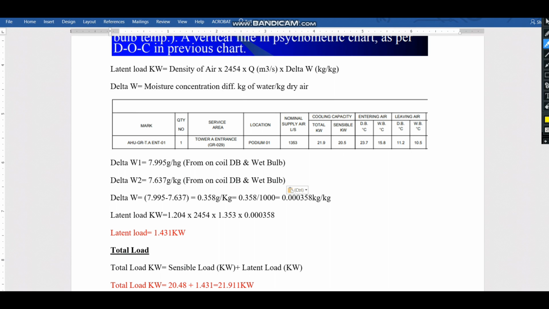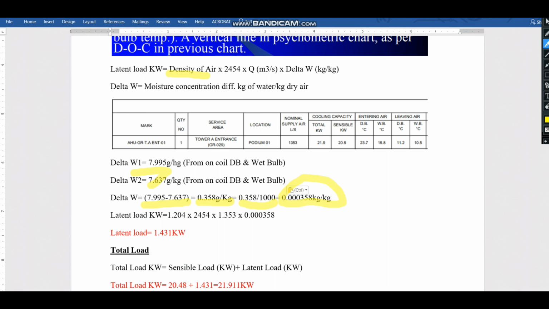So now we got two answers, delta W1 and W2. Now 7.995 minus 7.637, we got 0.358 gram per kilogram. As I told you, we need the answer in kilogram per kilogram, so I'm just dividing by 1000. So we got 0.000358 kilogram per kilogram. Okay, so now I'm going to apply all these answers in the formula.